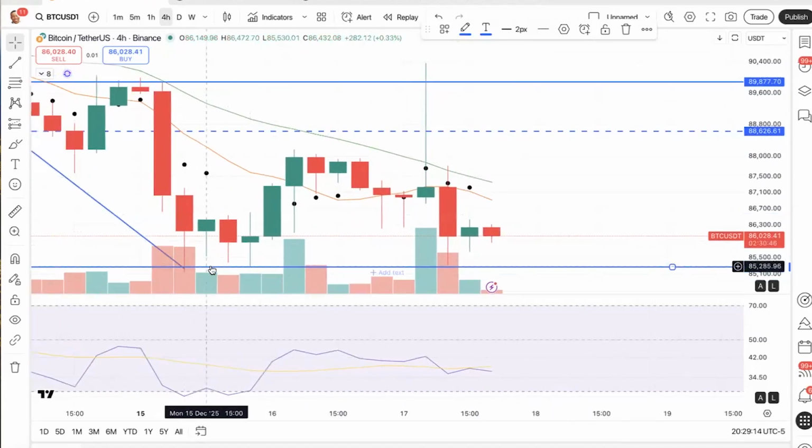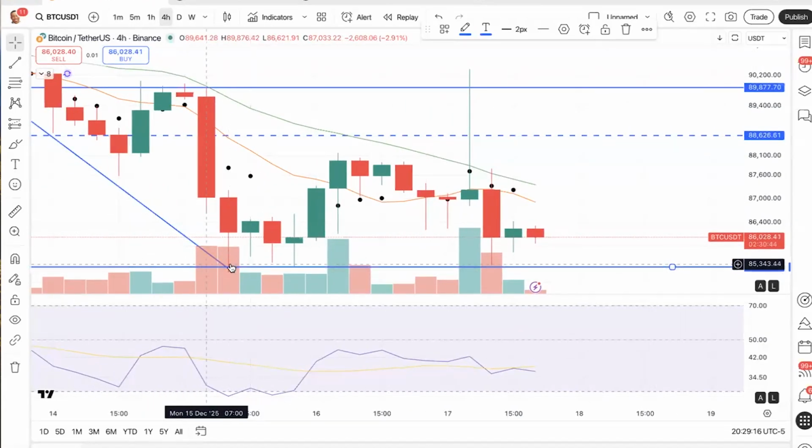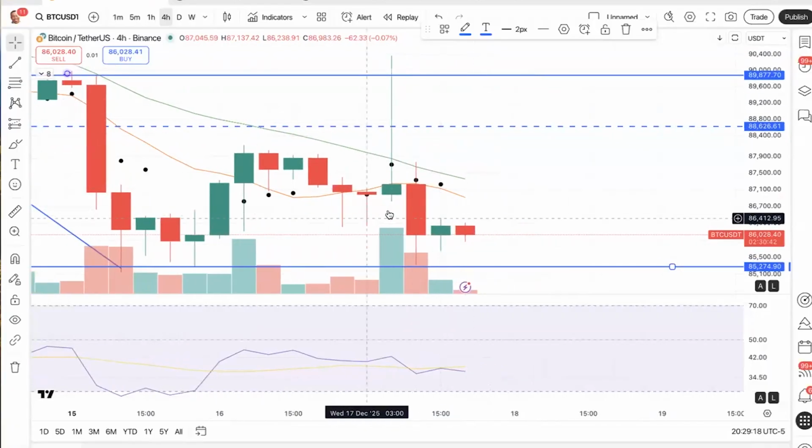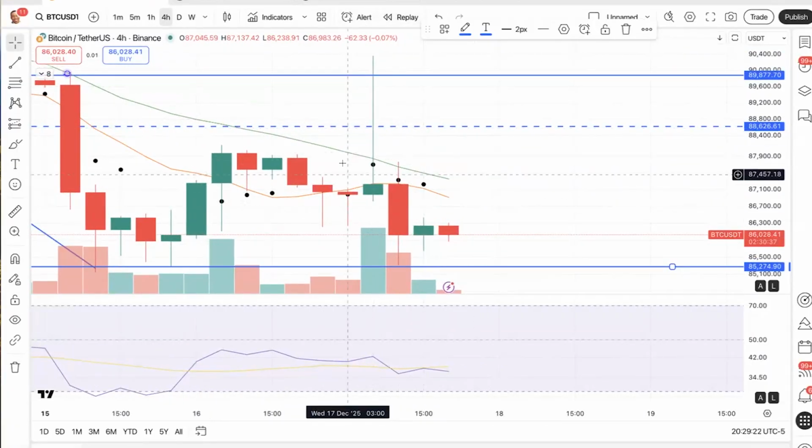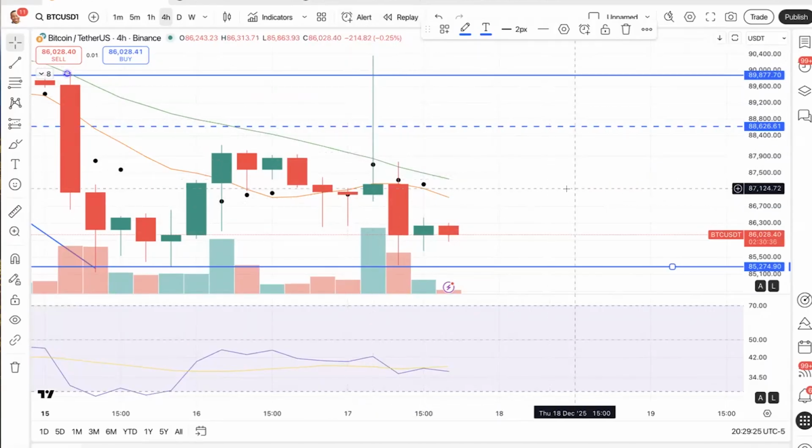Does that make sense? Okay. Now we talked about buyers stepping in and we talked about support. I want y'all to take a guess what happened here. What does this candle represent? This green candle here.